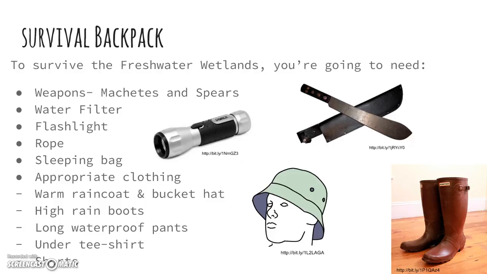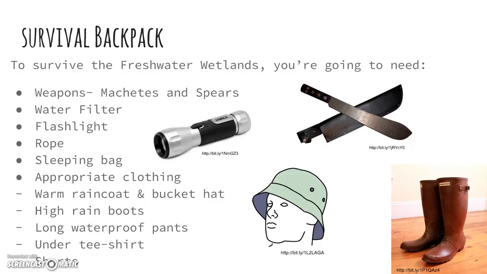Then good for you. If you're going to build a shelter for yourself, you'll want some type of rope and some kind of bedding for the cold ground. Lastly, the most important thing you'll need is appropriate clothing. This includes a warm raincoat, bucket hat, or some kind of rain hat, high rain boots, long waterproof pants, undershirt, and a pair of shorts. Hopefully you know that you need to bring a pair of underwear, not just one pair, a lot of pairs of underwear, and some warm socks.